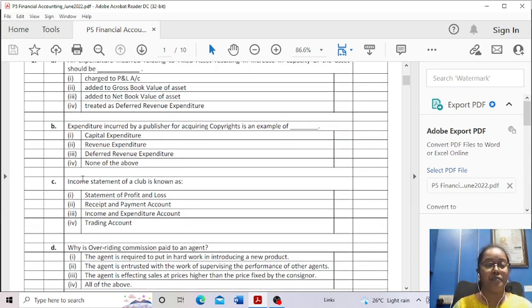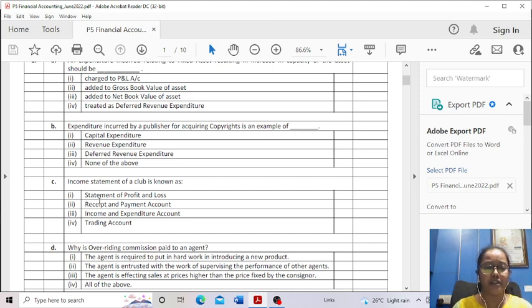Okay. Now point number 6, income statement of a club is known as what? Let us assume I am not having the complete knowledge about this question. In that situation, how to analyze here? What was my trick I suggested to you? You need to identify which option is not the answer. Which are the wrong answers, eliminate. Which is the correct answer, you need to suggest here.